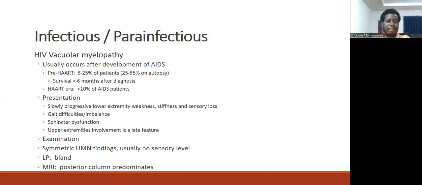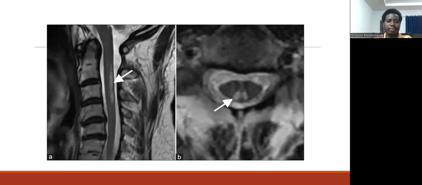And then mainly on examination, we find symmetrical upper motor neuron findings, usually without any sensory level. The lumbar puncture or CSF studies are often unrevealing. And then on imaging, you find that the posterior column involvement is predominant. So this is what a typical MRI would look like, with the posterior columns being pointed out by the arrow on the axial segment.